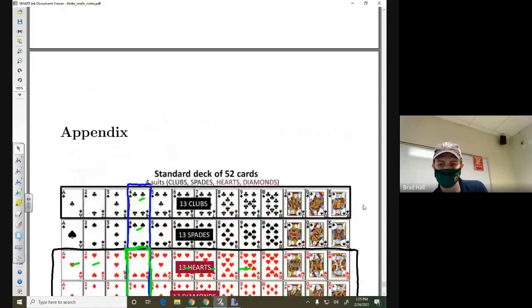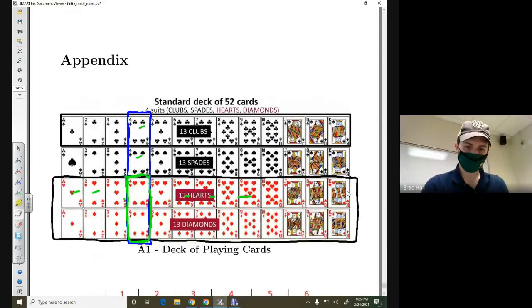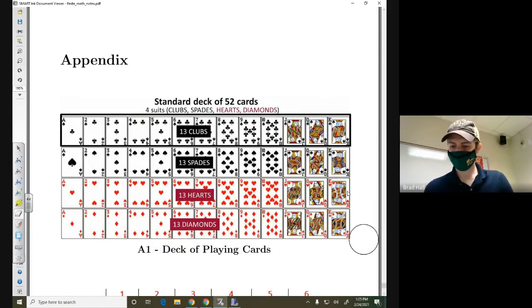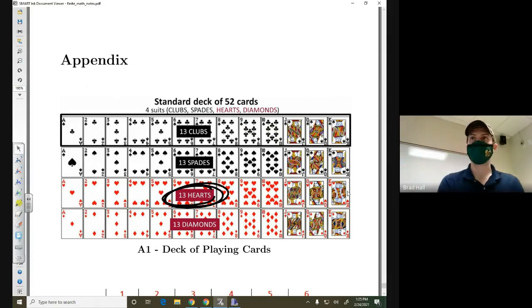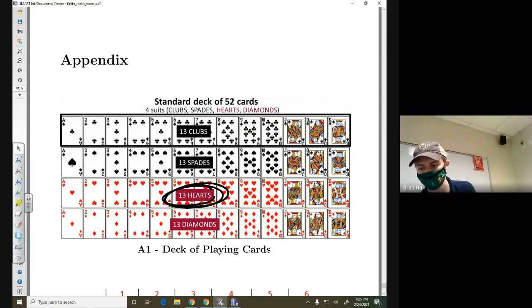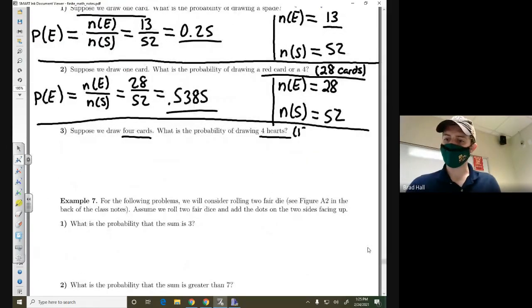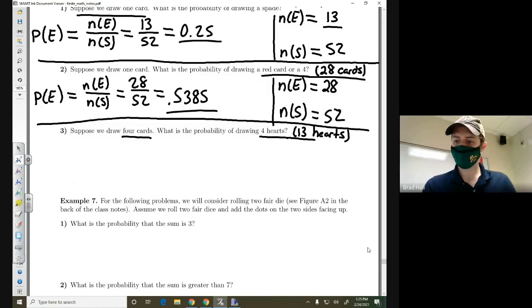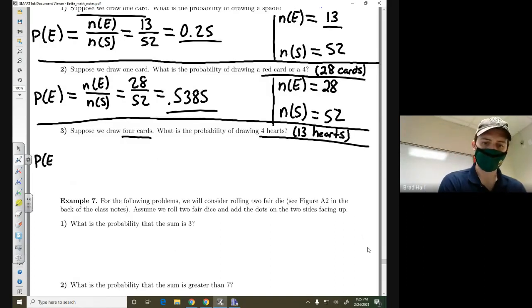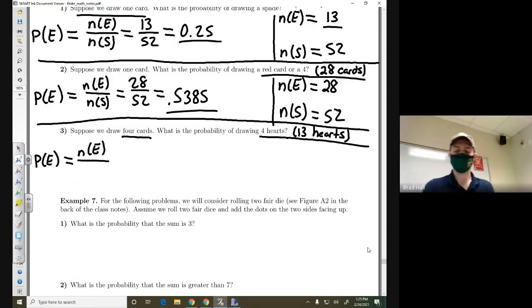So if we scroll down here, it says that there's 13 hearts. So, okay, that was easy. It's 13 hearts. So let's keep that number in mind as we scroll up. So off to the side, I'll just put 13 hearts. So we're looking for some probability. We need to figure out the number of elements in the event divided by the number in the sample.